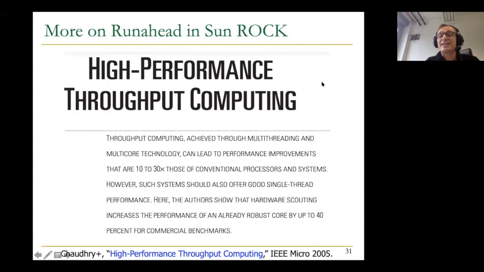So Runahead was implemented in Sun Rock, and you can see this is a paper that I would recommend. You can see that these folks called it hardware scouting. They said that it increased the performance of an already robust core by up to 40% for commercial benchmarks, and they implemented it on an in-order processor. So their results are actually very similar to what we have shown. You get about 40% on top of in-order processors.